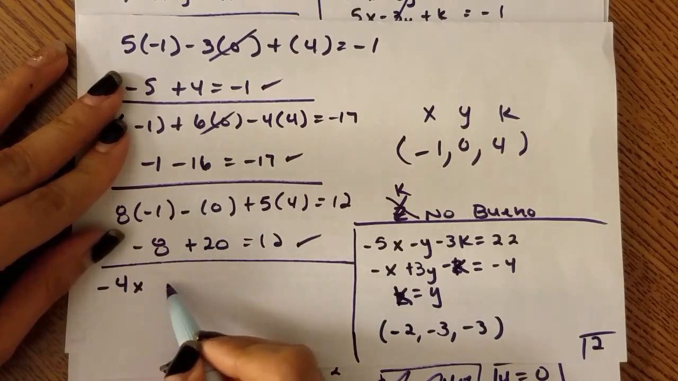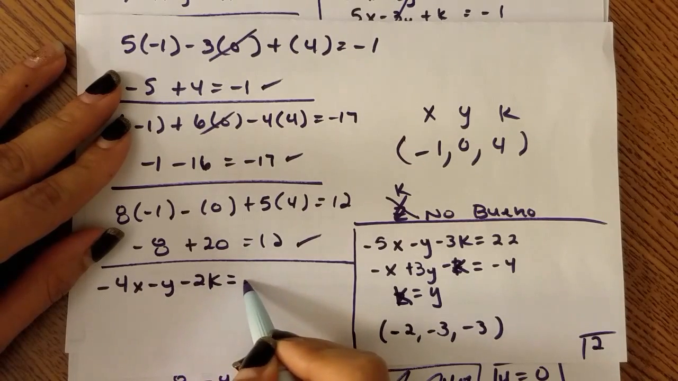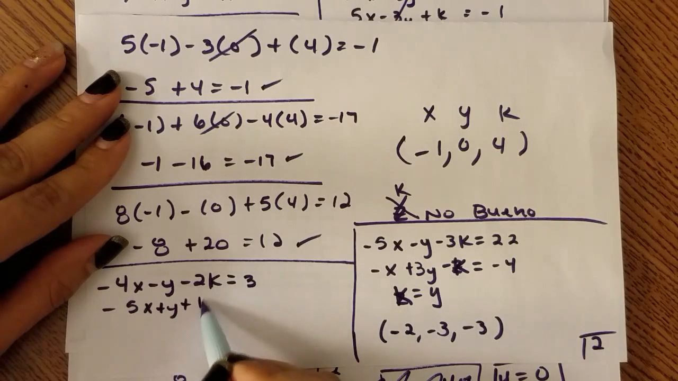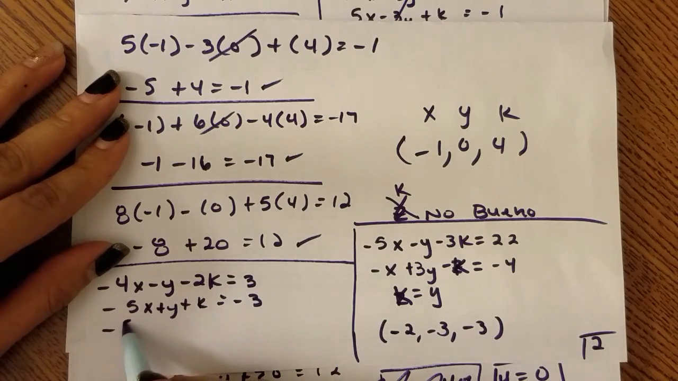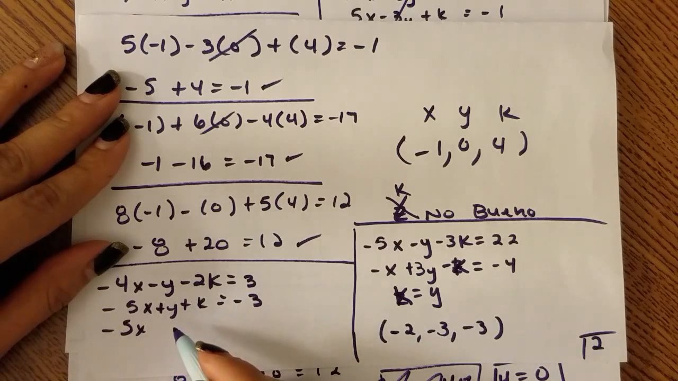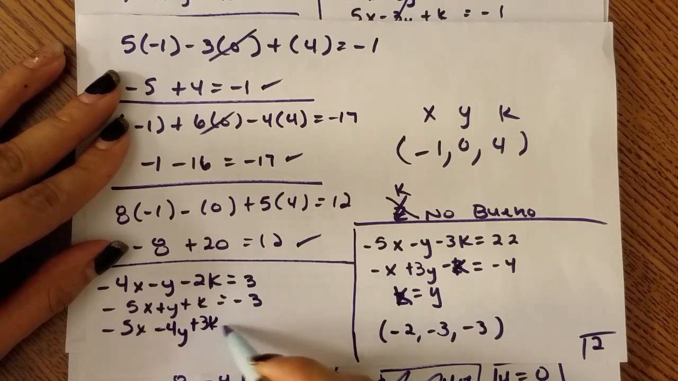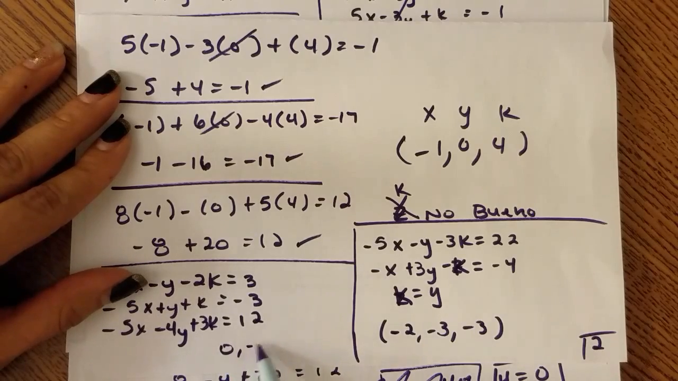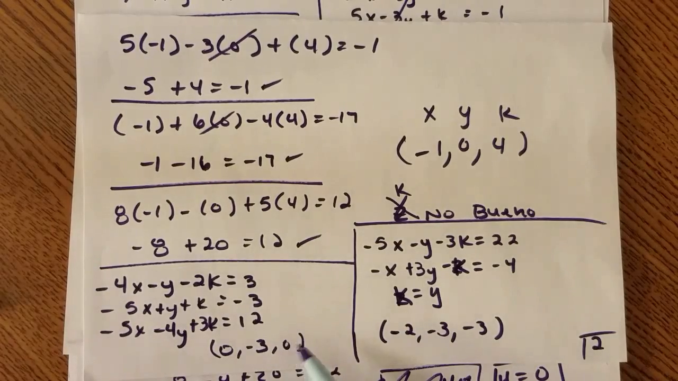Negative 4x minus y minus 2k is equal to 3. Negative 5x plus y plus k is equal to negative 3. And negative 5x minus 4y plus 3k is equal to 12. And that solution will be 0, negative 3, 0. So I'm giving these to you so that once you solve them, you should get these answers. So go ahead and practice these.